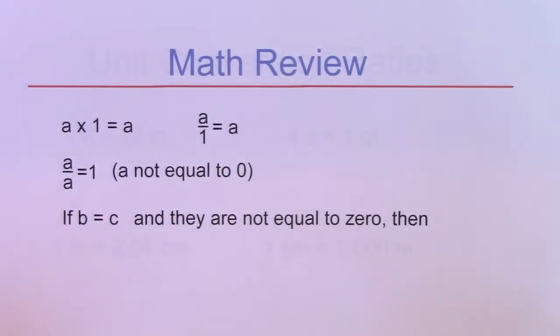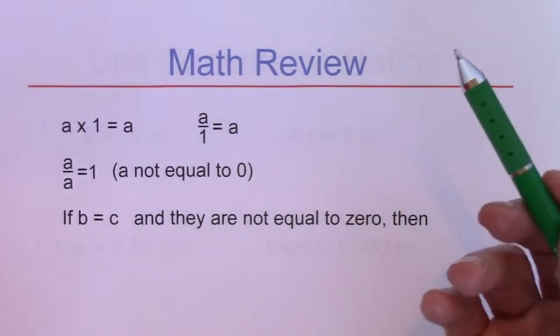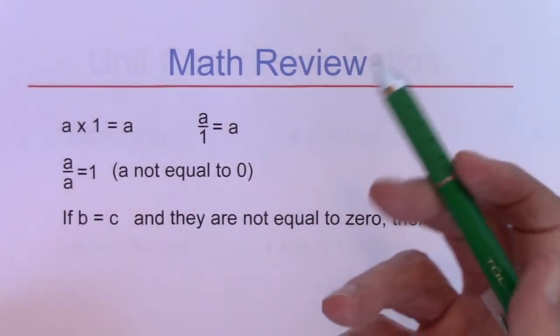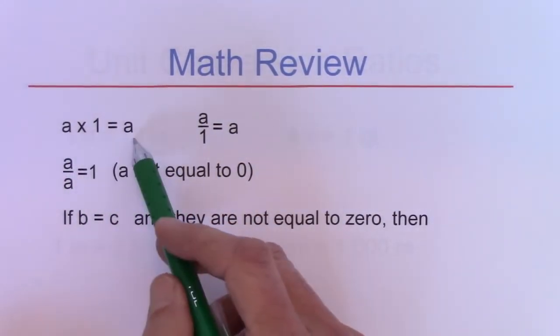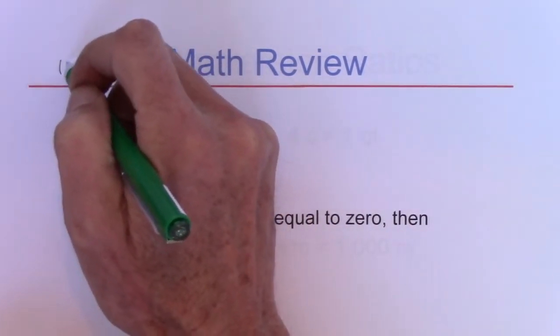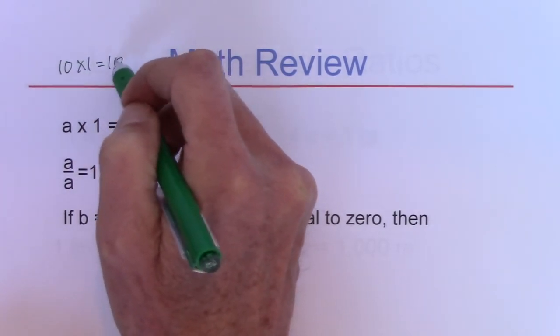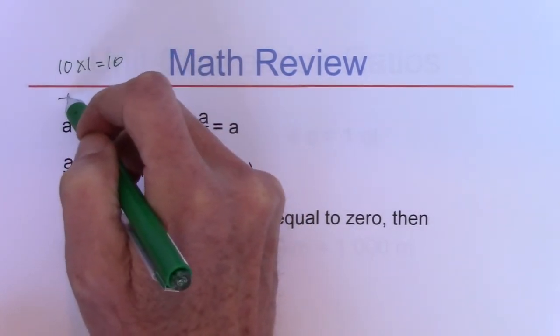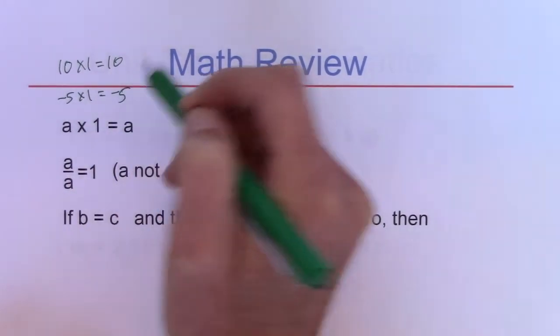Math review. One of the concepts you should have gone over in math by now is that if you take any number a, and a represents, it could be 10, it could be -5, it's basically a variable that stands for any number. If you multiply any number by 1, it doesn't change the number. So 10 times 1 equals 10. Similarly, -5 times 1 equals -5.